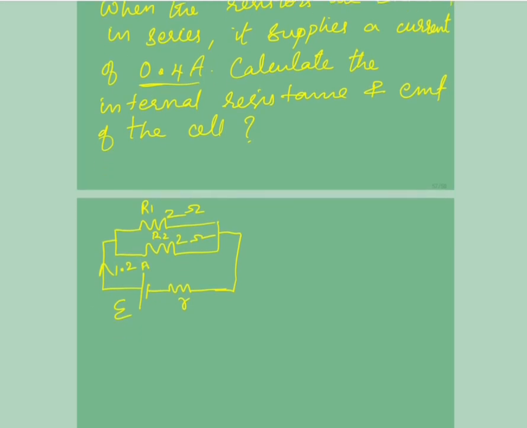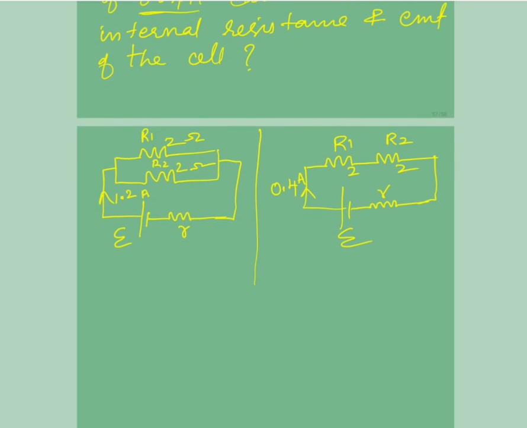So R1 and R2 have to be connected to the cell, and then there is the internal resistance, so internal resistance should be shown. There the current value is 0.4 ampere. So 2 ohm is there for R1, 2 ohm for R2, then internal resistance. There the current value is 0.4. So two diagrams are drawn. Now we'll write the equation for the two situations.